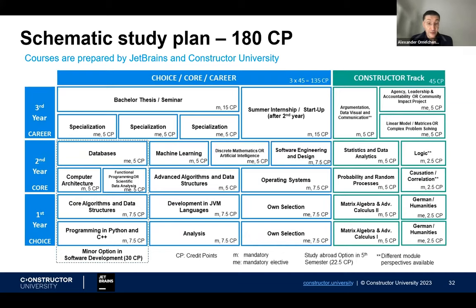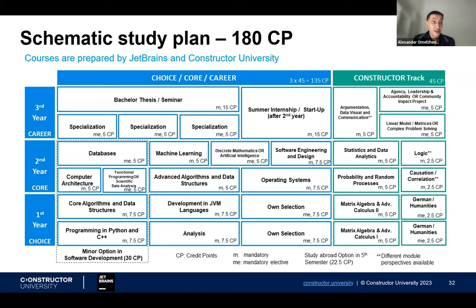to learn functional programming or data analysis. You could choose between discrete mathematics and artificial intelligence, and so on. And of course, if we are talking about third year, it's another C, it's career. So you've got summer internship. It's really important for us, especially for our partners.